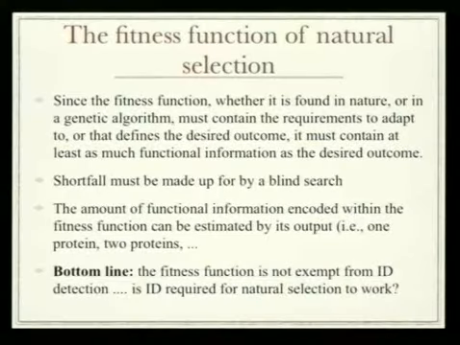It must also find two, must find both of them. In real life, a minimal genome is thought to require at least 382 proteins. So the fitness function of nature must have encoded within it a significant amount of functional information that will help define or help search, so that the functional information that will be required to find those 382 proteins. Bottom line is this: the fitness function of nature is not exempt from intelligent design detection.